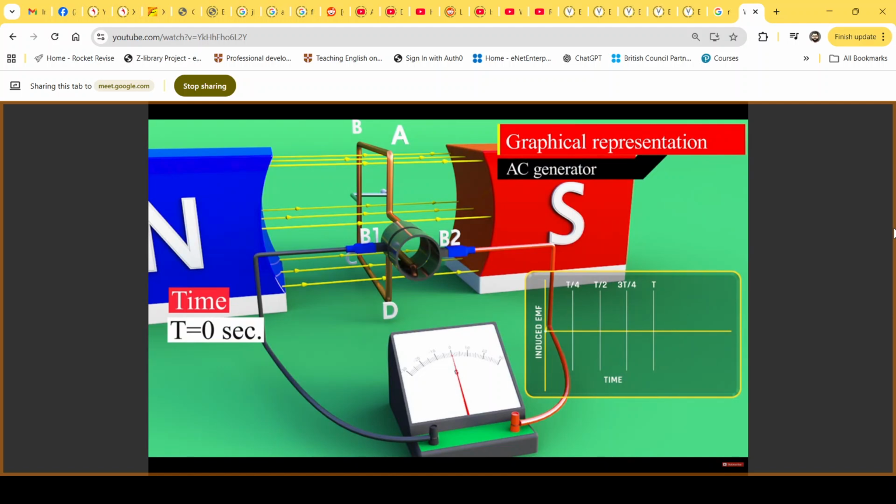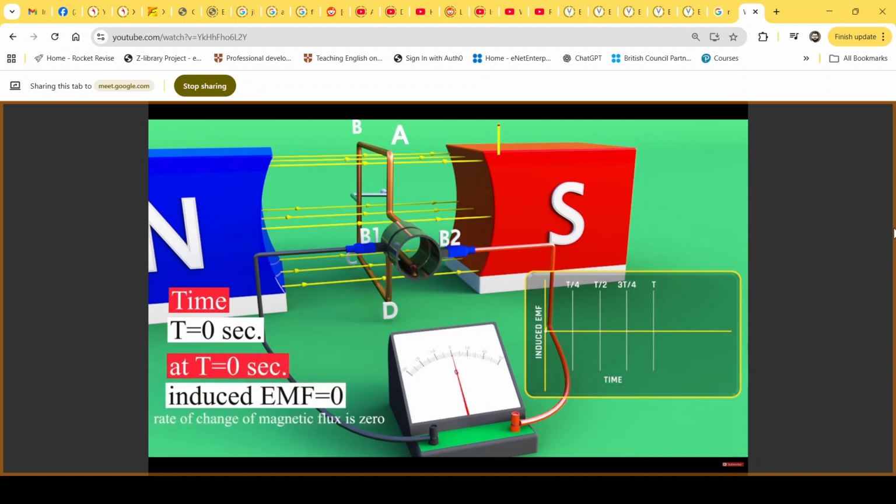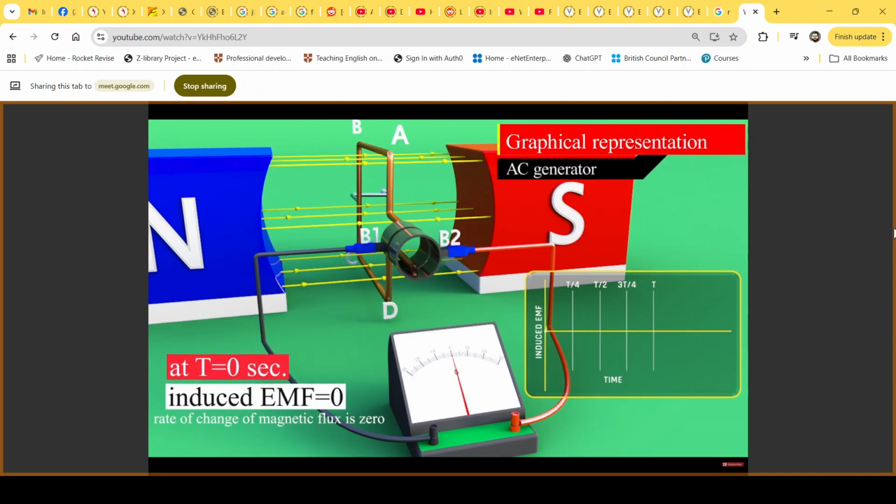Part of armature AB is up and part CD is down. Part of armature AB and part CD move parallel to the magnetic field at that moment. Also at that moment, the rate of change of magnetic flux is 0, therefore induced EMF is 0.